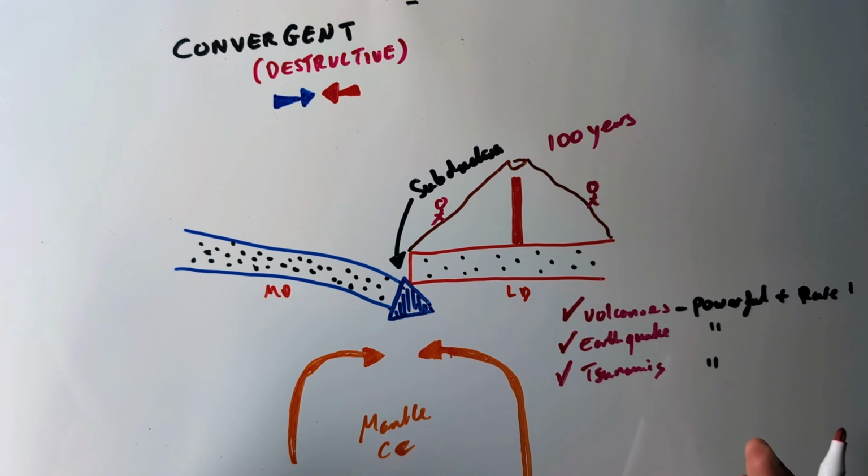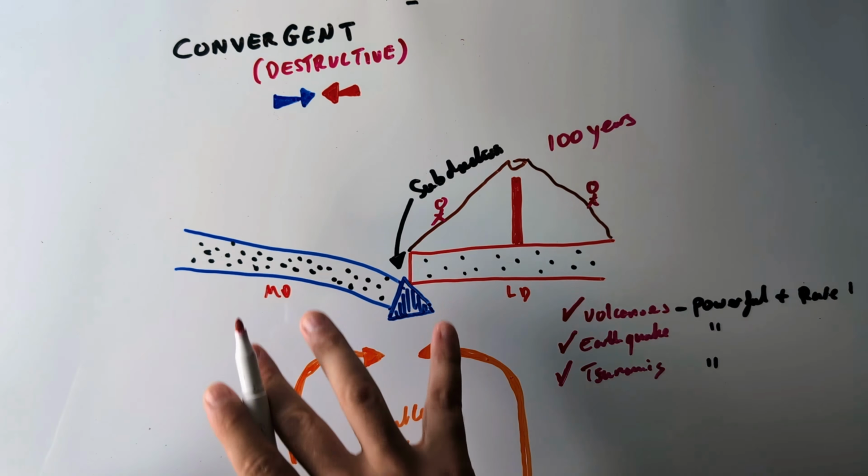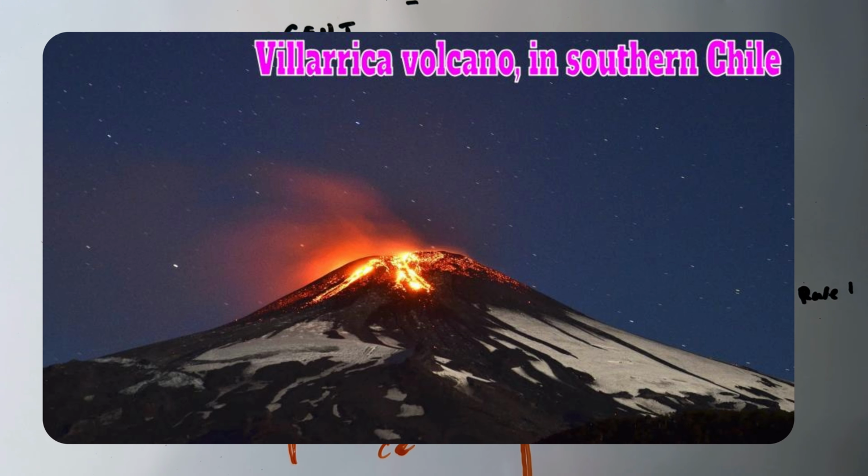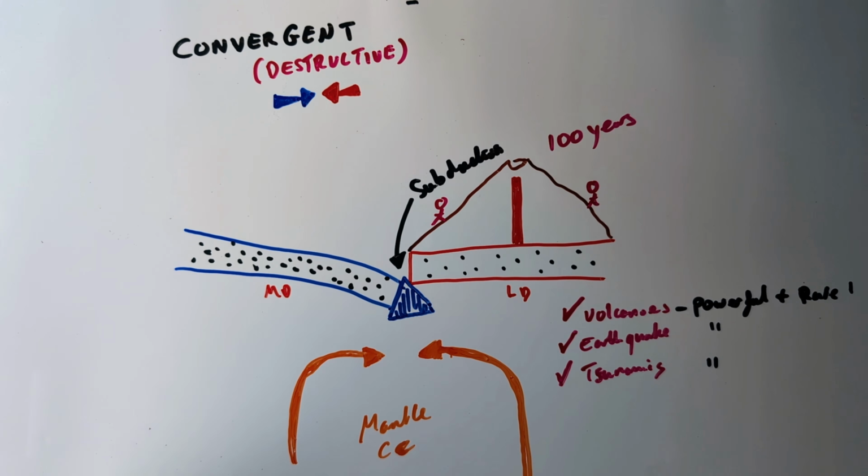We're now going to look at divergent. Just before we do move on, the example that I would use for this is the Nazca plate and the South American plate. Here's an image of it, and that's a classic example of a convergent plate boundary.